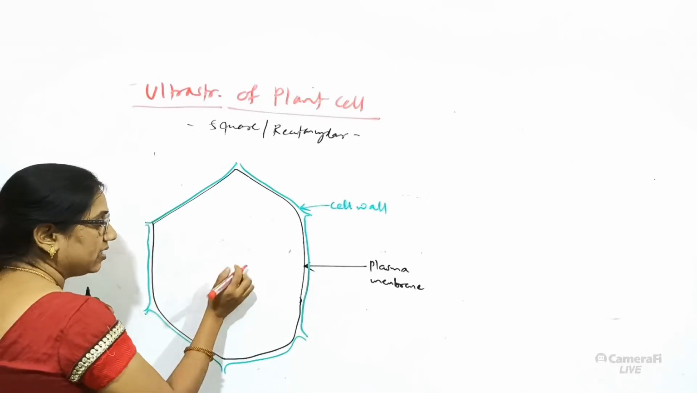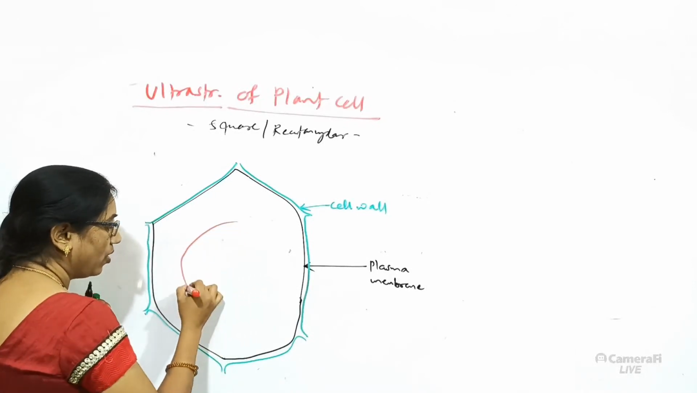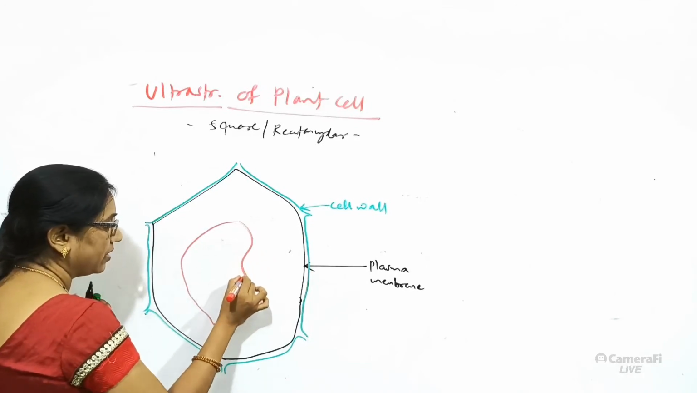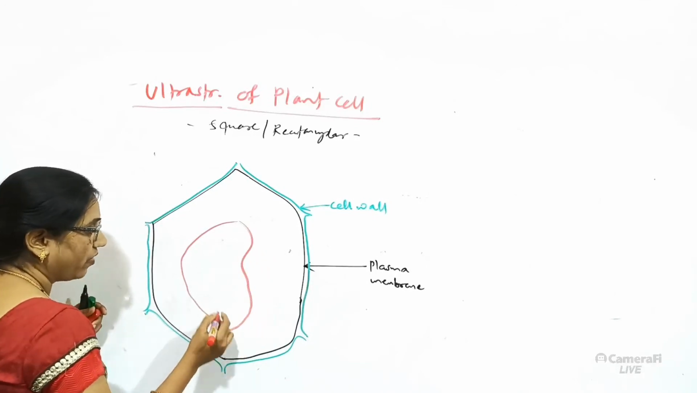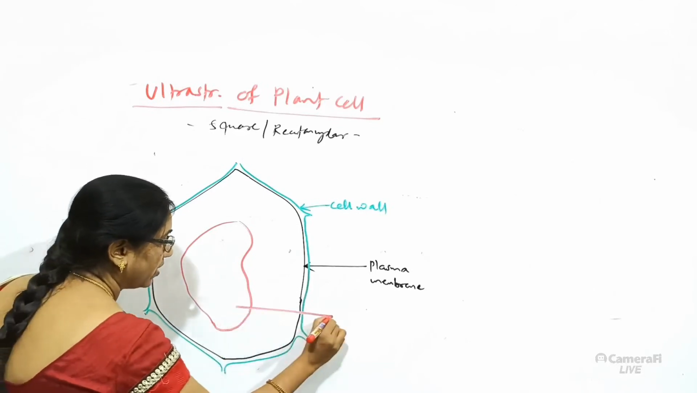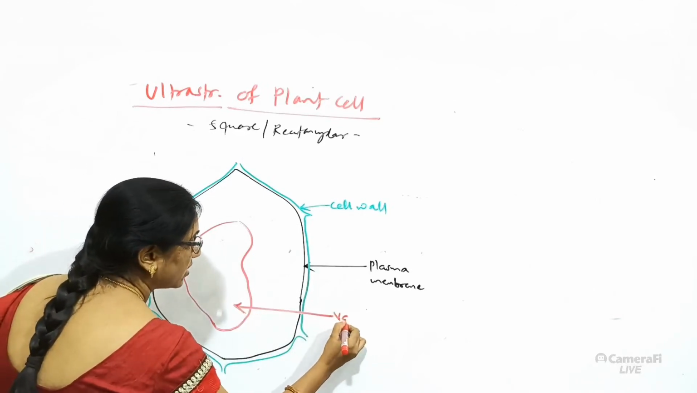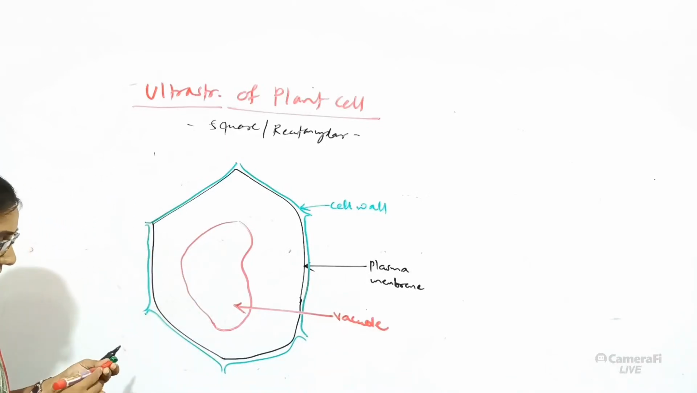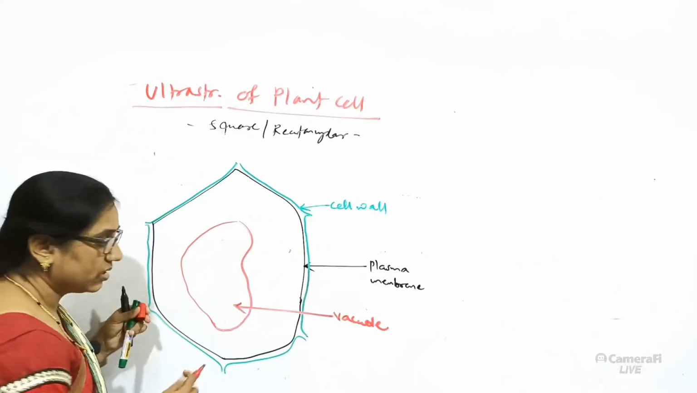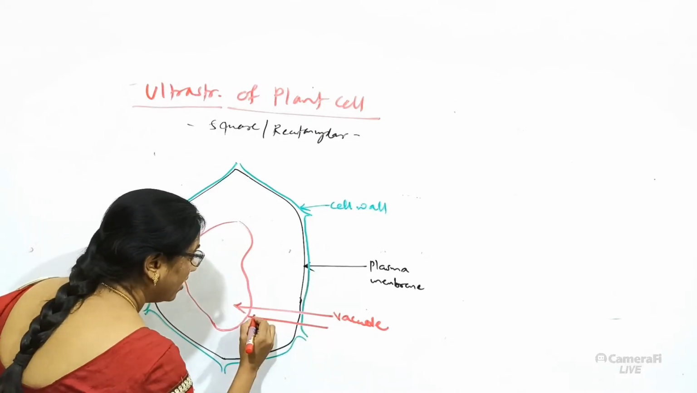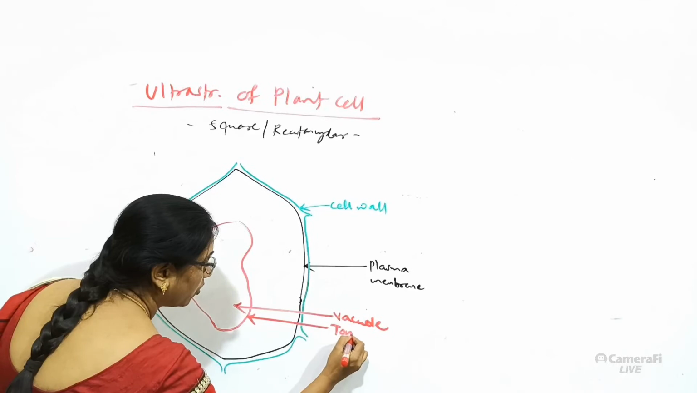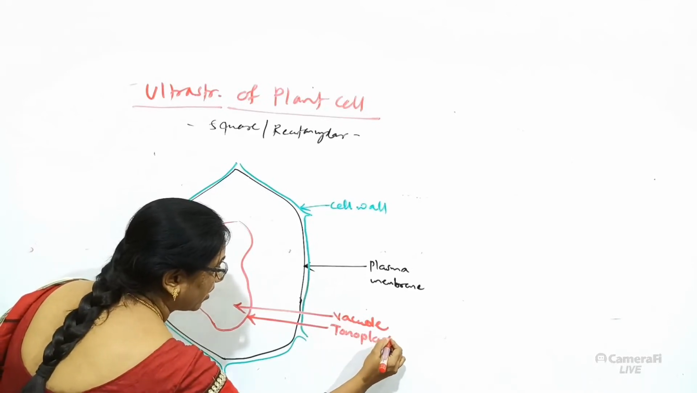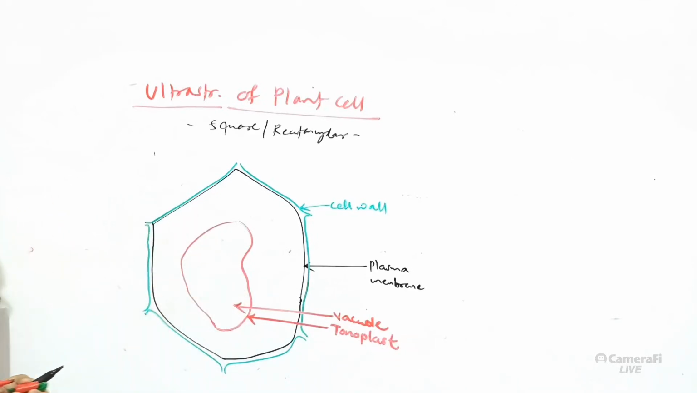So inside the plant cell, one of the important features of the plant cell is the presence of a large vacuole. So what is this called? It is called a vacuole. And this vacuole has a layer, the covering of the vacuole. What is this covering of the vacuole called? It is called a tonoplast. The covering of the vacuole is called a tonoplast.